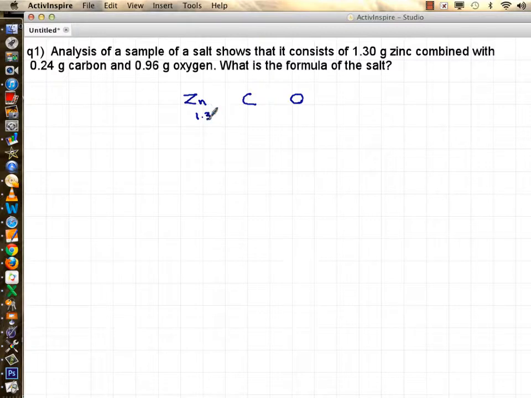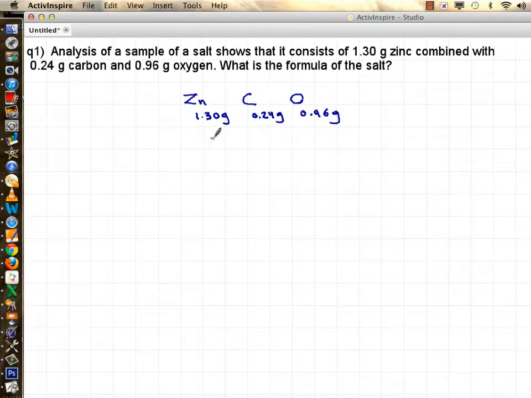You have 1.3 grams of zinc. You have 0.24 grams of carbon. You also have 0.96 grams of oxygen. You can use your calculators. This is a typical paper 2 question.